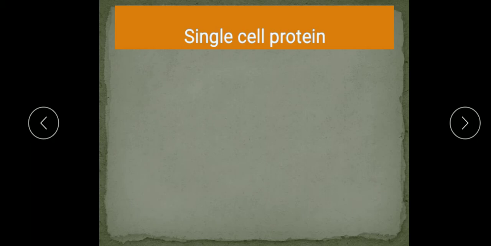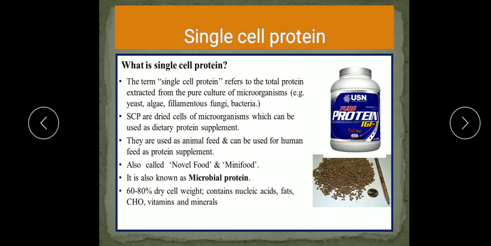Another aspect in which technology is used is single cell protein. It is a digestible protein extracted from a microbe in a culture medium, either cultured algae, yeast or bacteria. This is the single cell protein. So what is single cell protein?